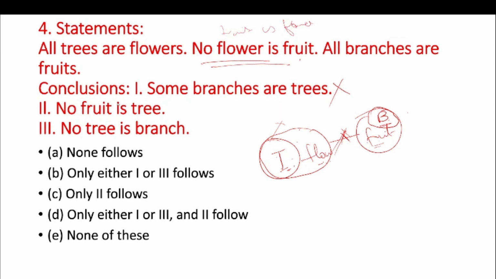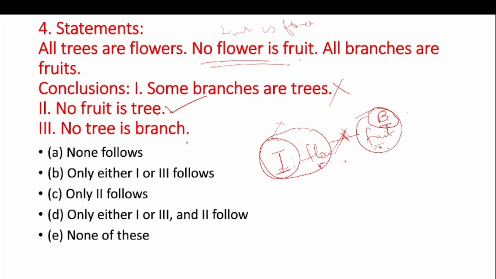Let's see the second conclusion. No fruit is a tree. So tree is here, fruit is here. Again, tree is part of flower, and fruit and flower can never be the same. It's true that a tree is a flower and a flower can never be a fruit. That's what is given, right? No fruit is a flower, so no fruit is a tree. So the second conclusion is true. Let's see the third conclusion.